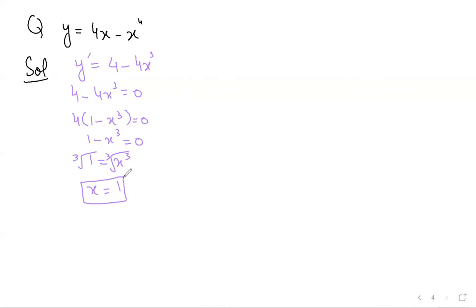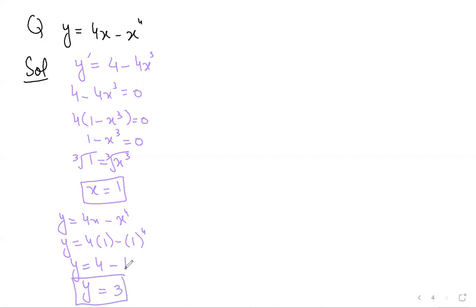Just think. Yes, we have to put it back into the main question, the main function, which is y equals 4x minus x to the power 4. So I'm placing my x value here. Wherever I have x, I have to put my value of x. So y equals 4 minus 1. That means my value of y is 3. So my points are 1 for the x and 3 for the y.